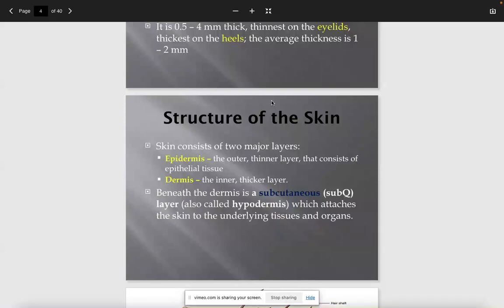Directly beneath the dermis is a layer called the subcutaneous tissue. This is often referred to as the subcu, or often known as the hypo, meaning below, hypodermis. This is going to attach to the skin and to other underlying tissues and organs. So if you can remember, we talked about cells that made up different types of connective tissues, and you remember what was made up of triglycerides or fat cells? Yeah, exactly. Adipocytes. Adipocytes are going to be found in the subcutaneous layer.